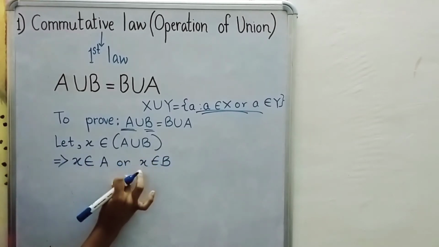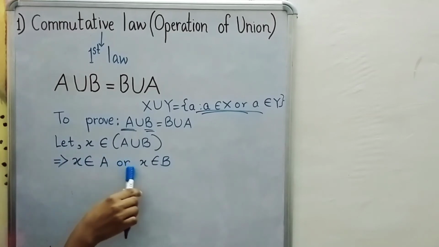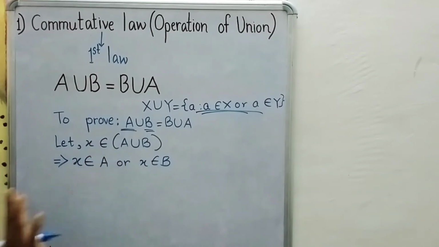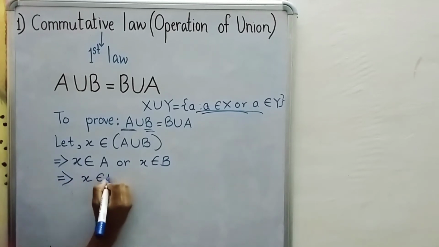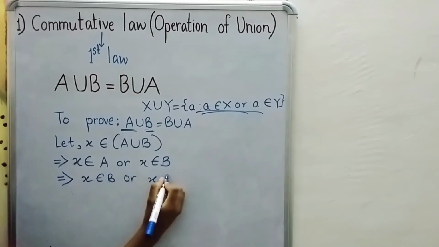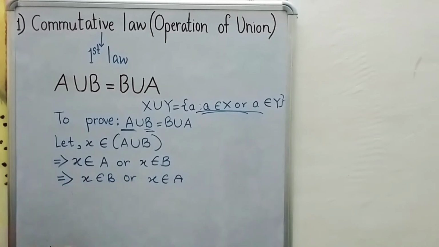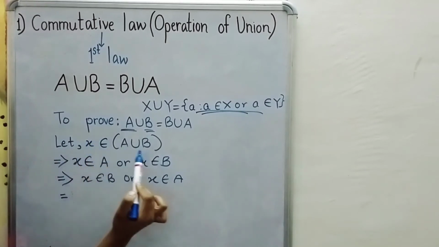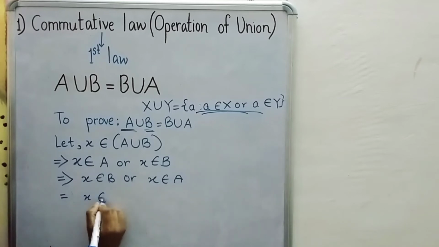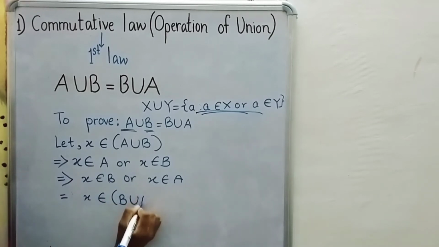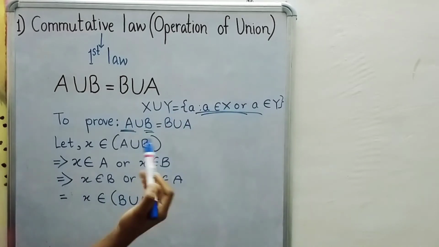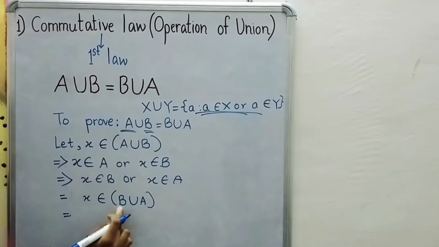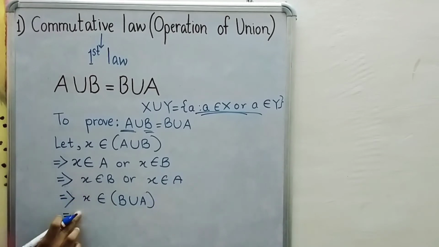Now we can shift the places because or is used as a conjunction. So even if we shift the places, nothing really matters. X belongs to B or X belongs to A. Now how are we going to further use this? Just like we proved this, we're making X belongs to B union A. See, we have written this with the help of the standard form, because X belongs to B or X belongs to A.